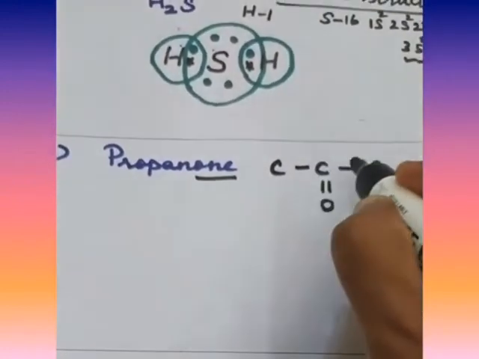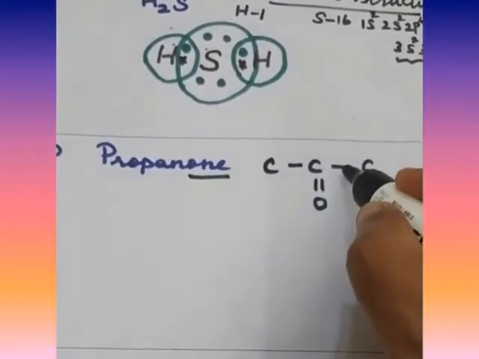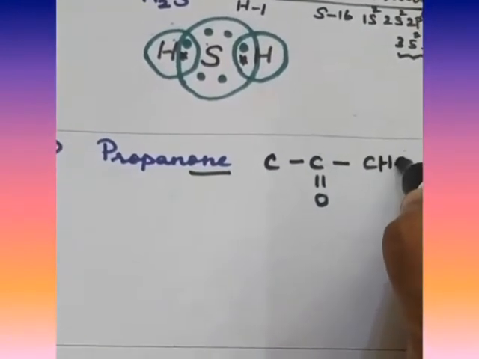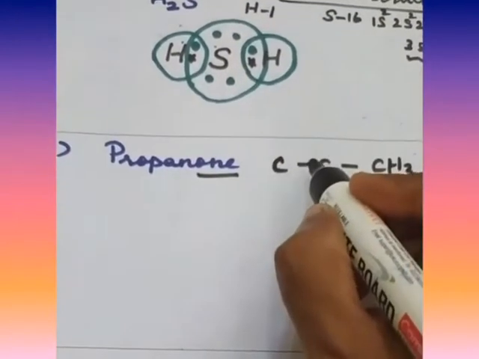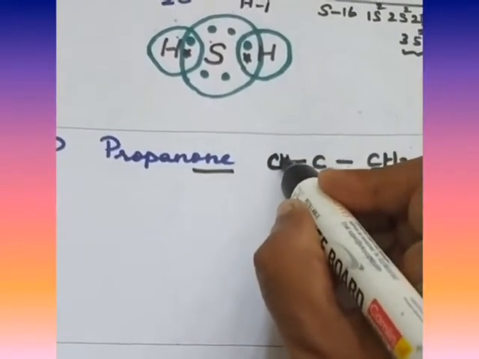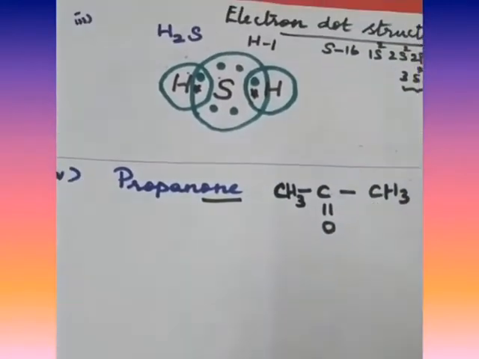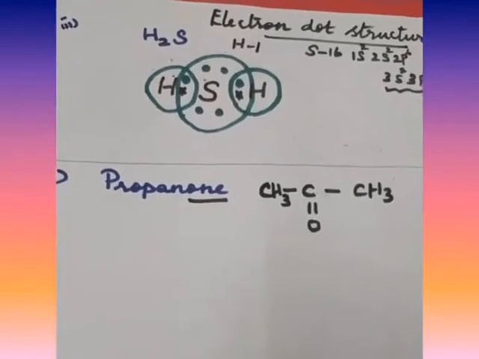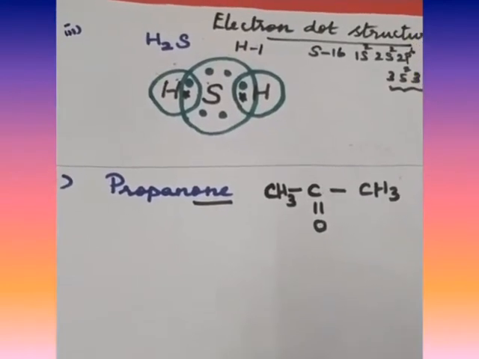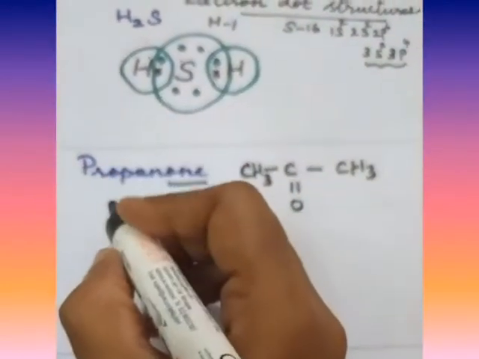Here also. So this carbon is now satisfied. Here only 1 carbon, so I can write CH3. Here only 1 bond, so I can write it. Okay. So this is the structure of your propanone. Common name, what is this? This is called your acetone. Okay. Now let us draw the structure.